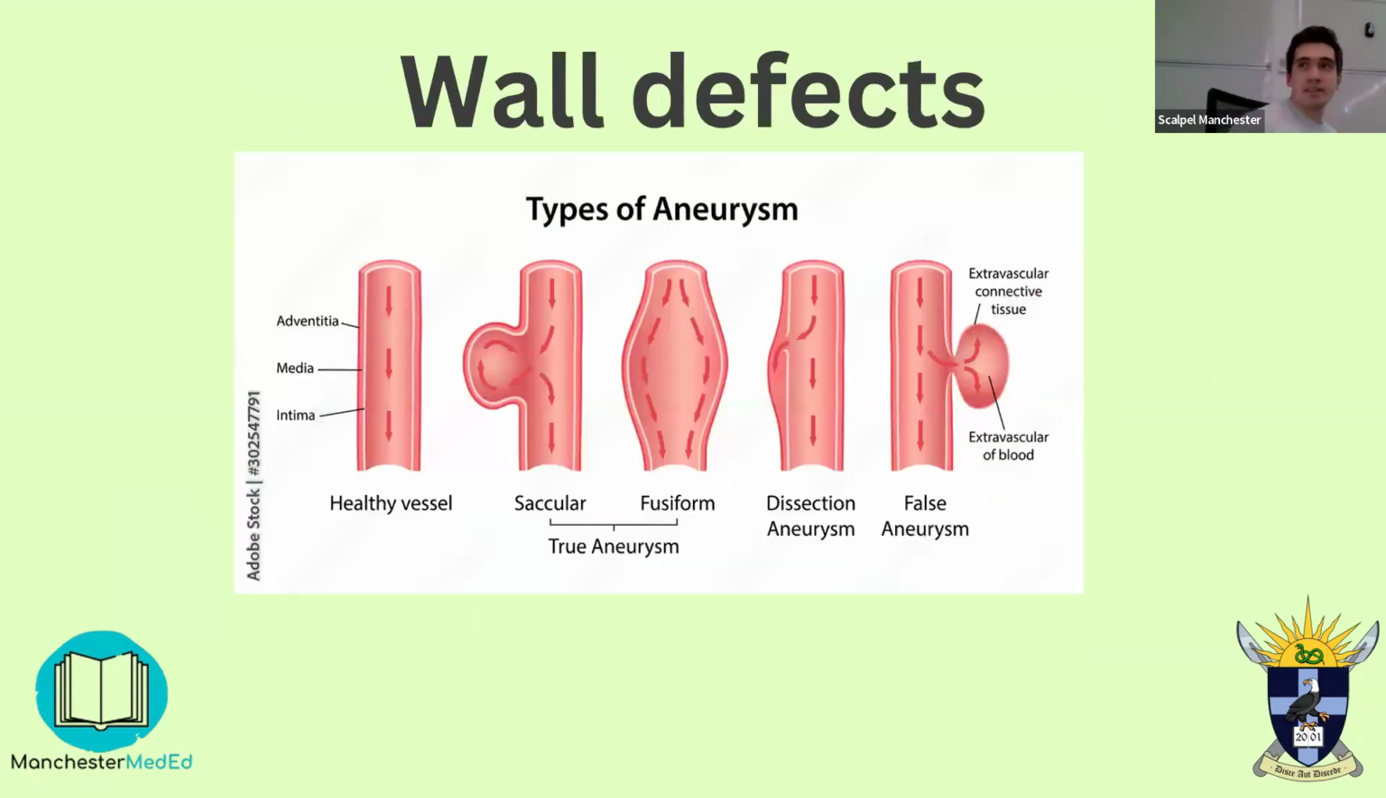So that's acute limb ischemia. Now on to vessel wall defects. This diagram actually shows it really nicely. So on the left, what you see here is a healthy artery. So you've got 3 layers. You've got the tunica intima, tunica media, and tunica adventitia.